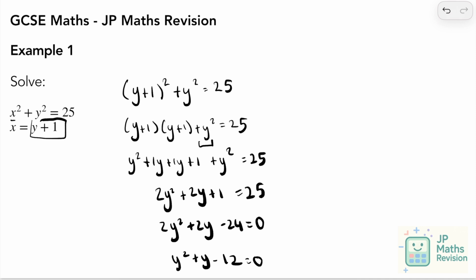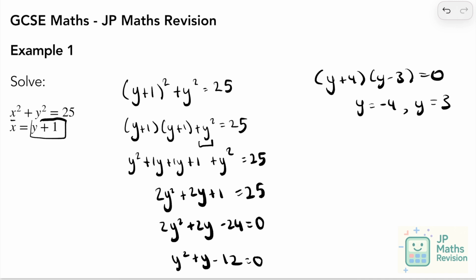And now to solve this, I simply factorise. If I factorise y squared plus y minus 12 equals 0, I end up with (y plus 4)(y minus 3) equals 0. And y is therefore equal to minus 4 and y equals 3. Now, to finish this off, I need to find out what the corresponding x values are.